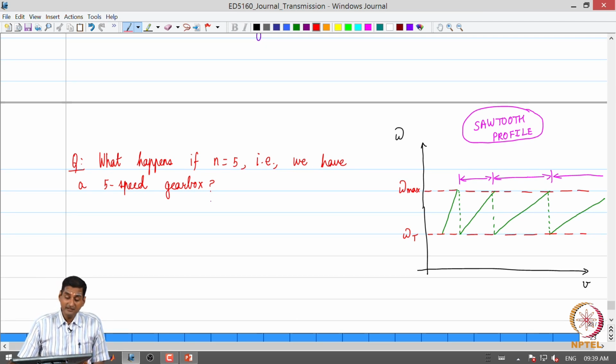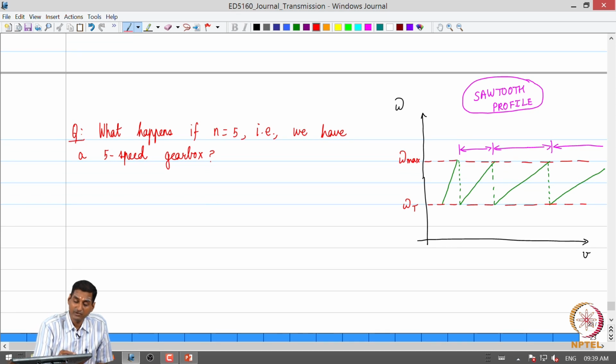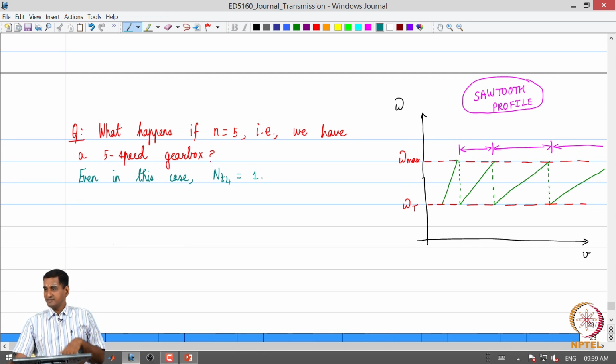So, what happens in a 5 speed gearbox, where we still need to find the intermediate gear ratios, do we not? So, let us say even in this case, by convention NT4 is taken as 1, okay, the fourth gear ratio is in direct drive, right. By convention we are going to take the fourth gear as a direct drive and our intention is to have an overdrive.